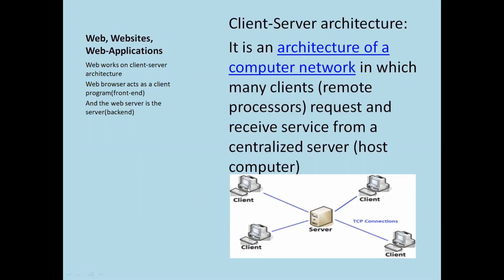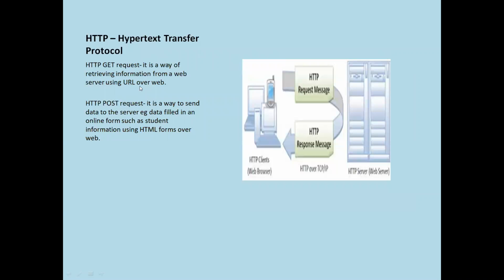After receiving your request from the client, the server will process it, and if it is available or existing, it will get back to you by responding to the client's request. So mainly this architecture is used in all the websites or web applications that we have. The web browser, as I said, acts as a client program, which is known as the front end, and the web server is known as the back end. Two very important things here are the HTTP GET and POST requests.